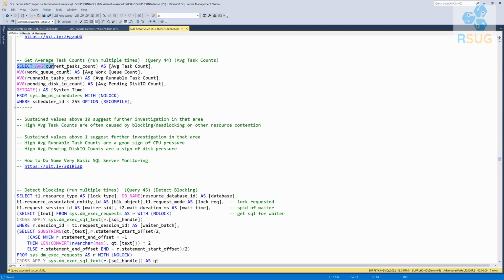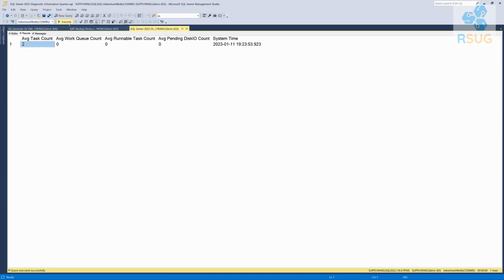This one is very, very useful. It looks at your average task counts, and you want to run it multiple times and see if the numbers are jumping around. And this average task count is average across all your schedulers. If this is high, and by high, usually I mean above 10 to 15 on a regular size machine, that either means that your server is really, really busy, or you're probably seeing a lot of blocking and deadlocks. One of those two things, usually.